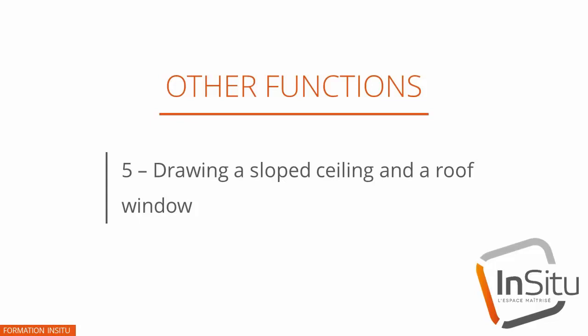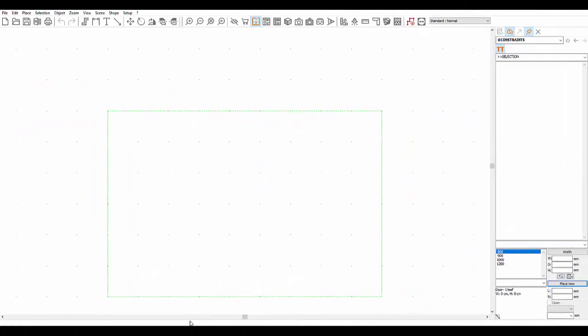While a straight ceiling is a piece of cake to place, a sloped ceiling may seem trickier at first. In this tutorial, you will learn how to visually represent a sloped ceiling with or without a roof window. Let us begin by putting in the sloped walls.